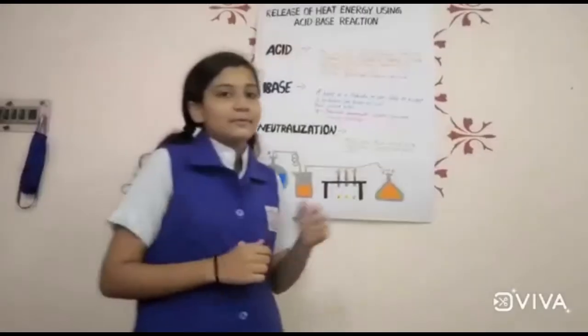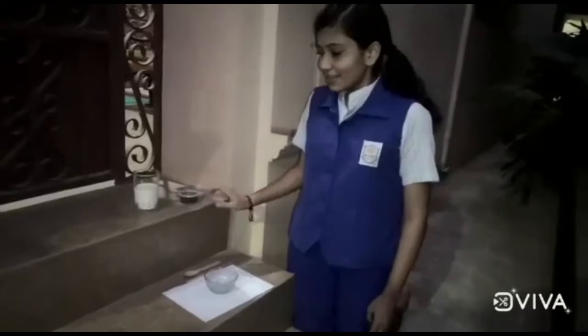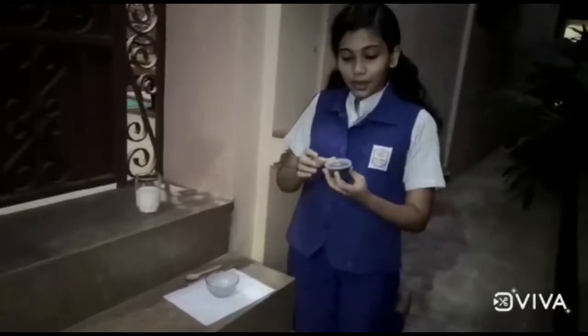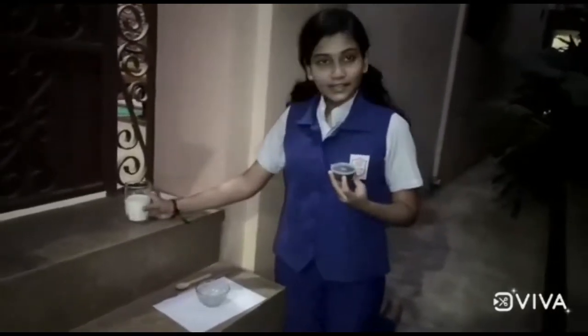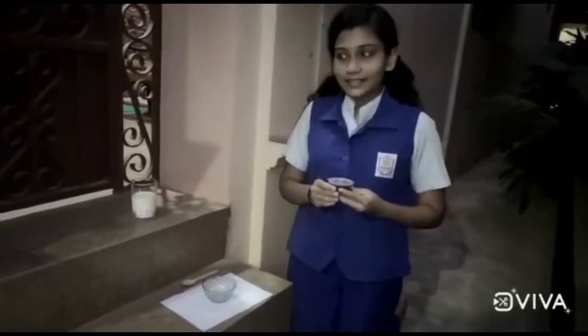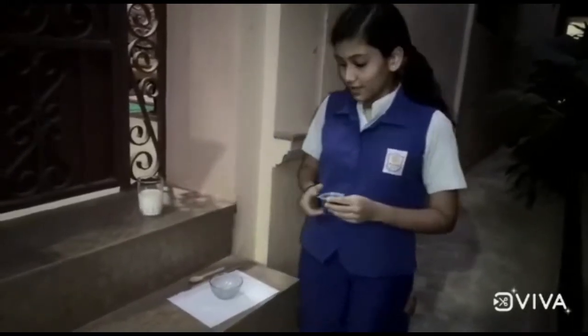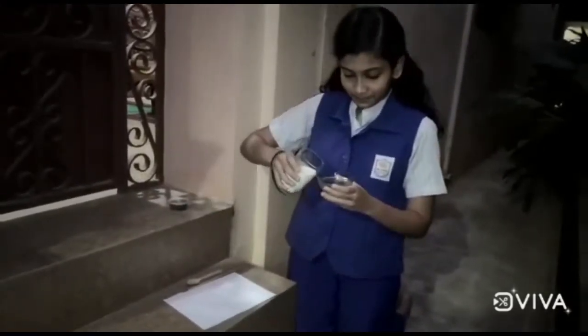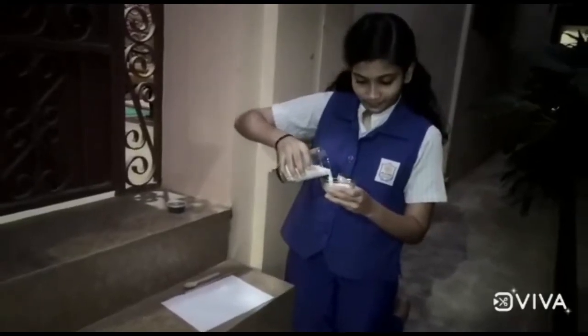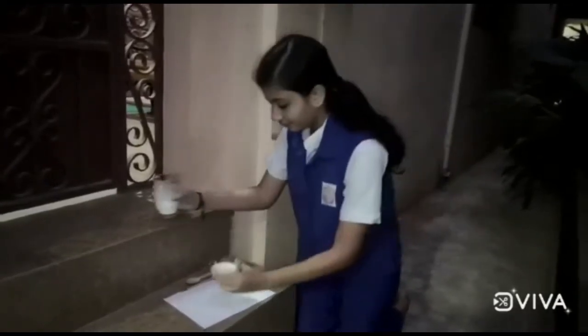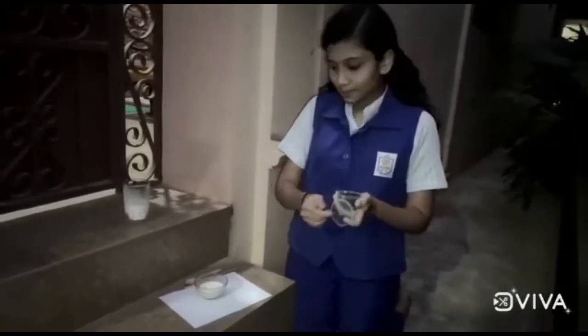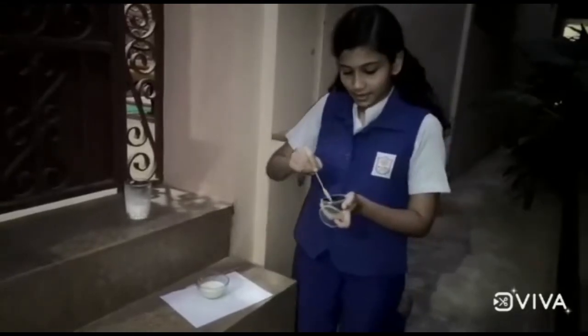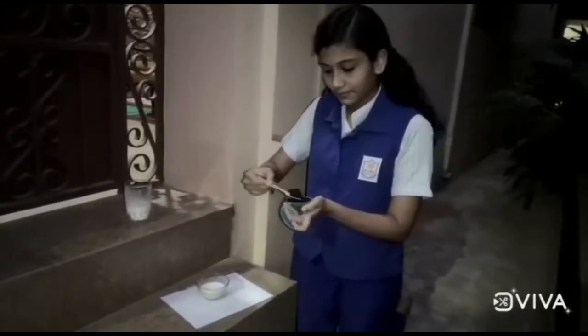Now we will do an experiment on the basis of this. We have potassium permanganate and milk. This potassium permanganate is a base and the milk contains lactic acid. We are going to pour this milk into this cup. Now we are going to add this base, potassium permanganate, to this milk. We will add 2 tablespoons.